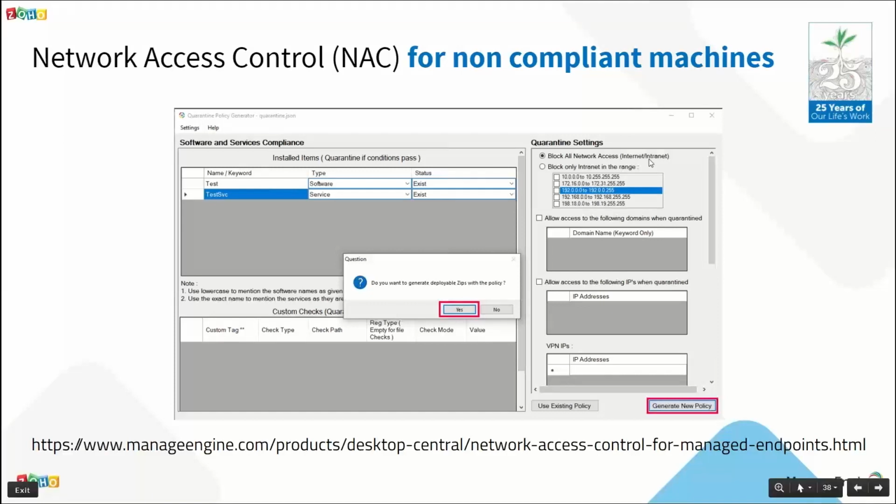If the system is found to be non-compliant, you can choose to block all network access or choose to block only internet access to the range that you desire. You can also set the domains or IP addresses that you wish to allow the quarantined machine to access. Further, you can also set it to automatically revoke the quarantine when the quarantined machine loses connectivity to all the Heartbeat machines. For more information about the network access control, please do reach out to our support team. We will be able to explain that better.